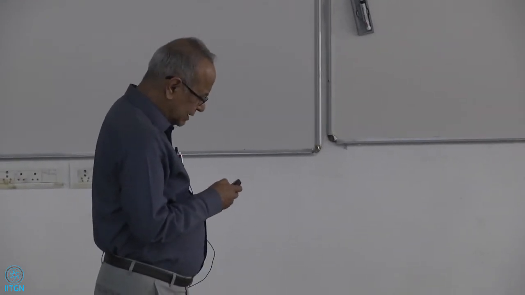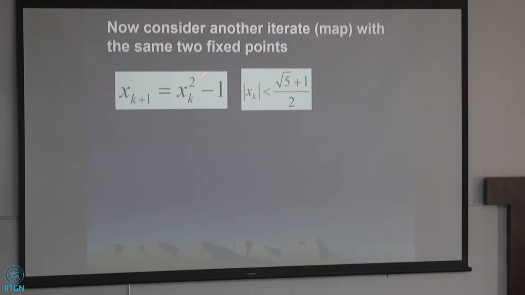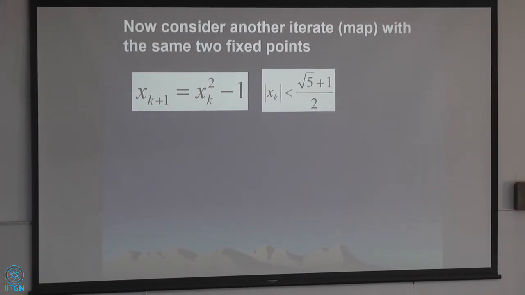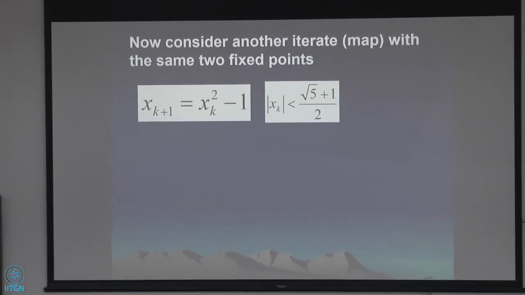Now, consider another iterate, x_{k+1} = x_k² − 1, which is very similar to the previous one. Only thing, x_k has to be limited here, otherwise everything is a white hole. If you start with x_k equal to 2, then 2² − 1 is 3, then 3² − 1 will be 8, it will just blow up. So, all will be white holes. If x_k lies within this range, then it will not blow up.